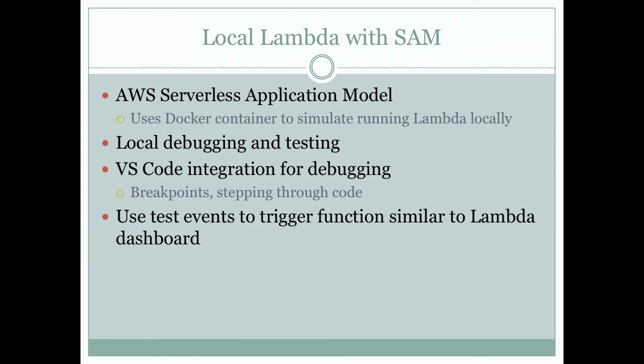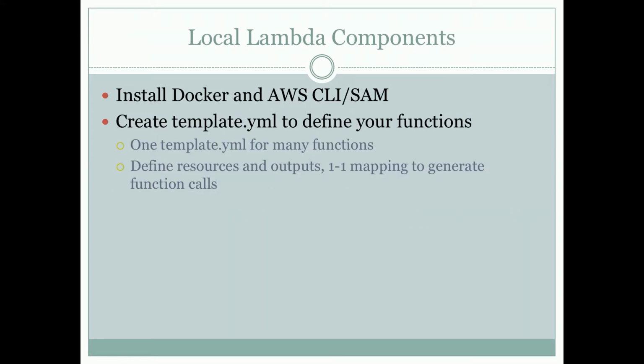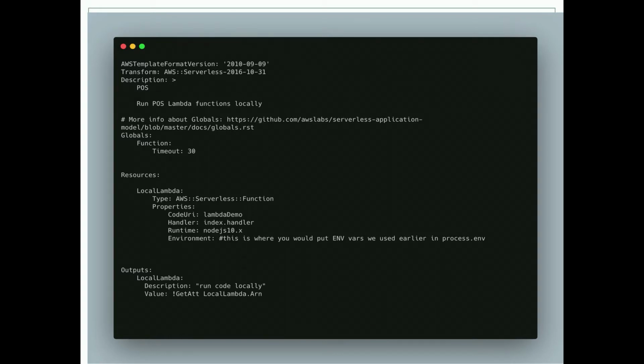So you do have to install Docker as well. I forgot to mention that one too. So you need Docker, the AWS CLI, and SAM all running locally to be able to do it. The way it works is you create a template.yaml file, and it defines your functions. There's a sample over here. It's a YAML file that's probably really hard to see. But basically it's a YAML representation of how your Lambda function runs.